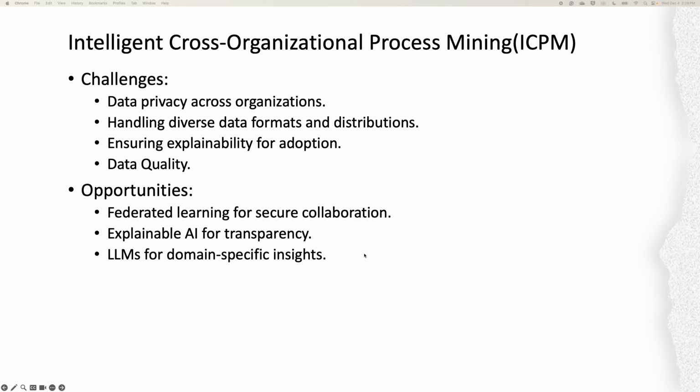And then after that we have the opportunities. So federated learning is, as discussed previously, for ensuring that data privacy is taken care of and we are compliant. And then explainable AI for transparency, where we provide clear reasoning behind ICPM decisions and recommendations. And after that we have LLMs for domain specific insights. So what this does is it leverages large language models to extract nuanced industry specific knowledge from process data. Yeah, this is all about ICPM and its introduction.